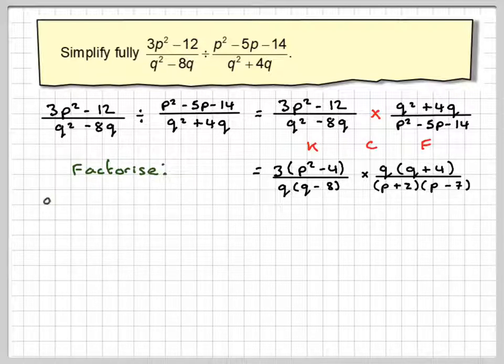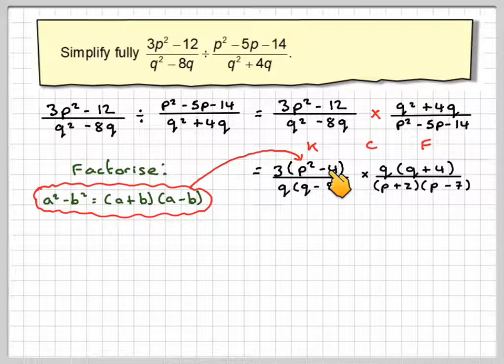Right, next step is to realise that p squared minus 4 can be factorised using the idea of the difference of two squares, and you should always look out for this and learn this: a squared minus b squared is (a plus b)(a minus b). The q's will cancel out. You can cancel like that with fractions.